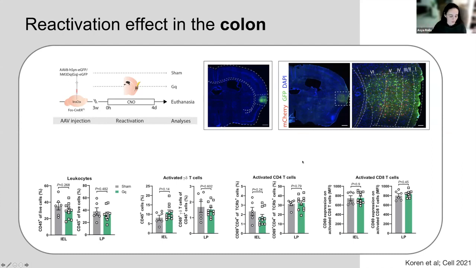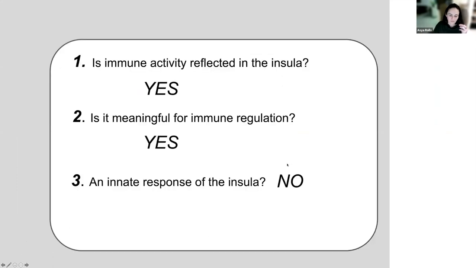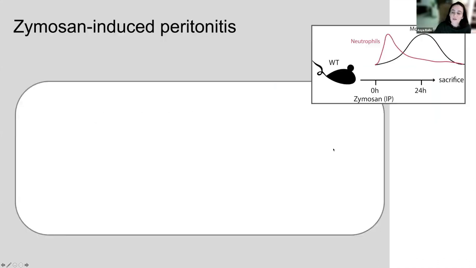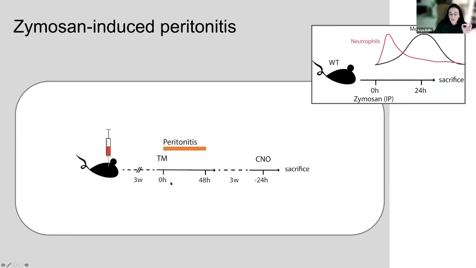It's not that generally once I'm going to activate the insula, I'm going to get the effect. It's something specific in this representation. So it's not an innate response of the insula, but maybe just specific to the gut-brain axis. We know it's very active. So now we chose a completely different model of inflammation. We chose peritonitis, which has a different dynamics. The site is different. It's the peritoneum. And we inject zymosan, which activates TLR2. And now we capture the neurons in the peak of this inflammation.